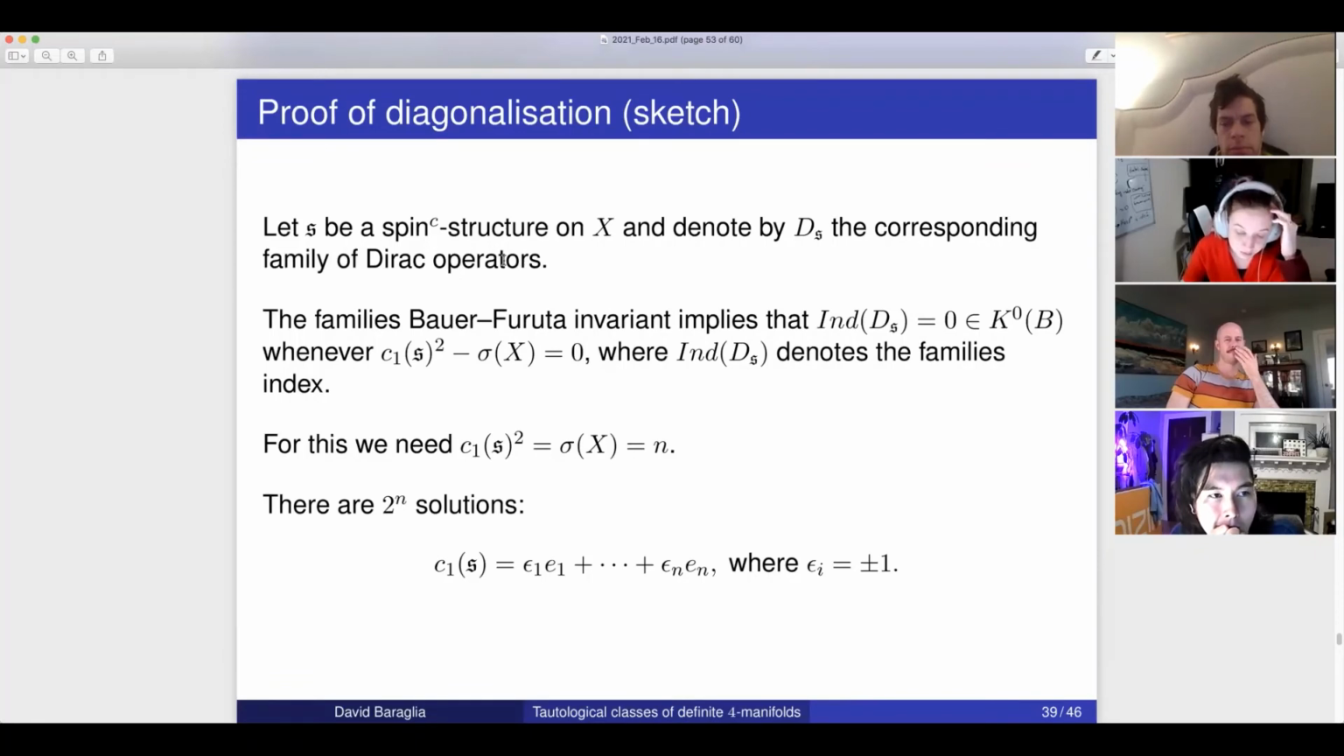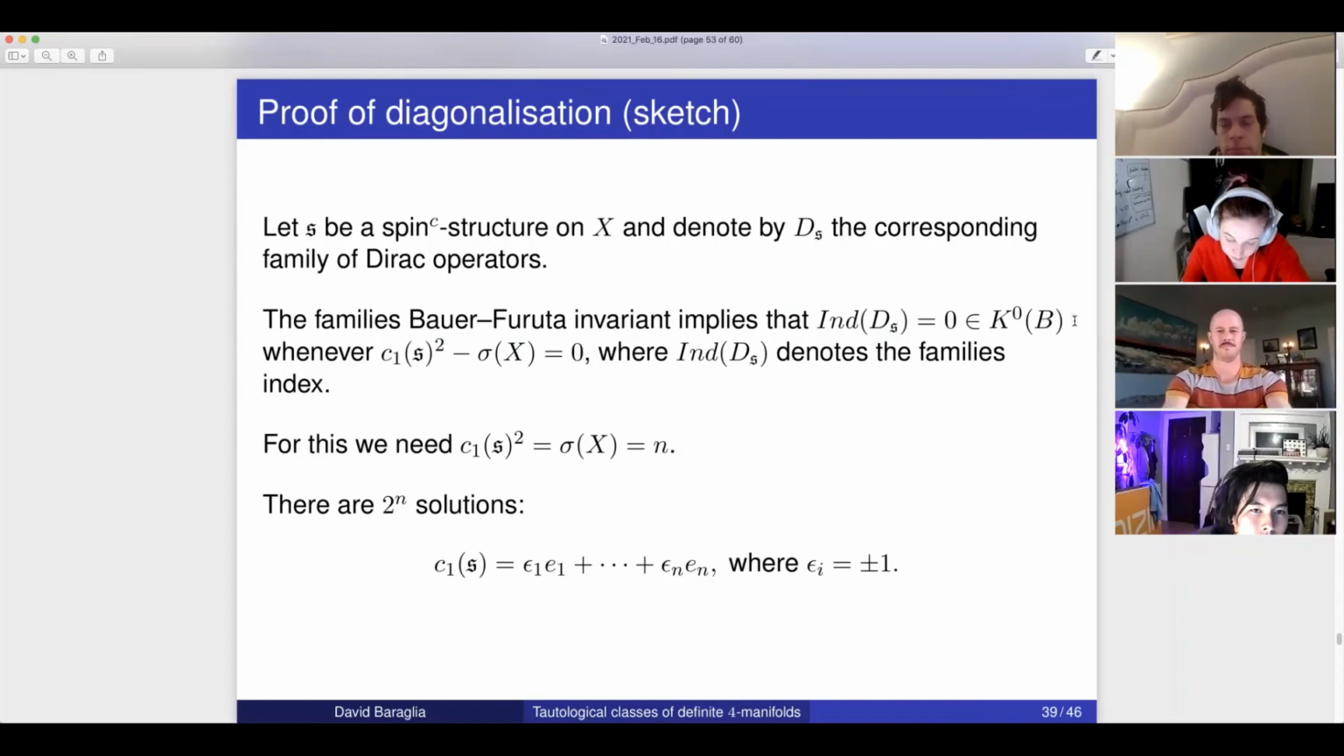Okay, so now you take a spin C structure on X and D the corresponding Dirac operator. Then we had this theorem. Suppose that the index, or the rank of D, if you like, is 0. So c1 squared takes sigma is 0. Then this family's Bauer-Furuta theorem would tell me that the index is 0. Oh, sorry, this should be rationally. So the index is 0 in K naught of B tensor the rational numbers. In other words, the Chern classes are all 0.